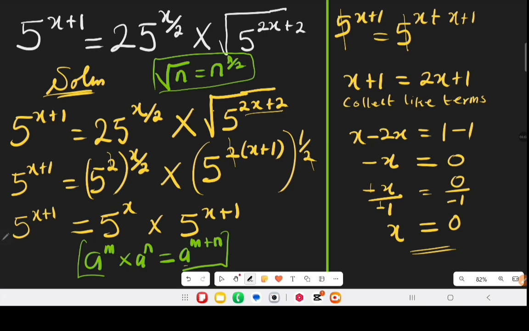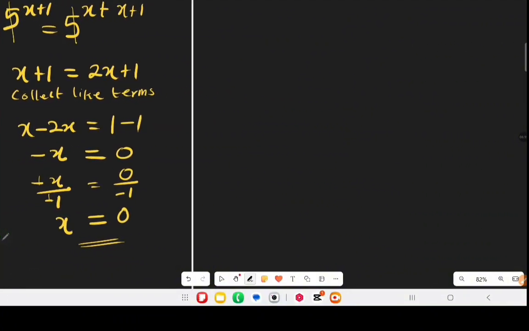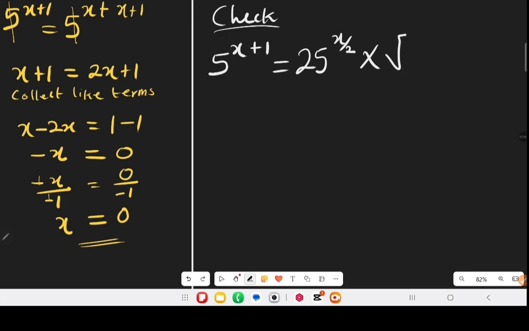Now we want to check if our answer is correct. Now we write check. We write the original equation, which is 5 raised to the power of x plus 1 equal to 25 raised to the power of x over 2 times root 5 raised to the power of 2x plus 2.